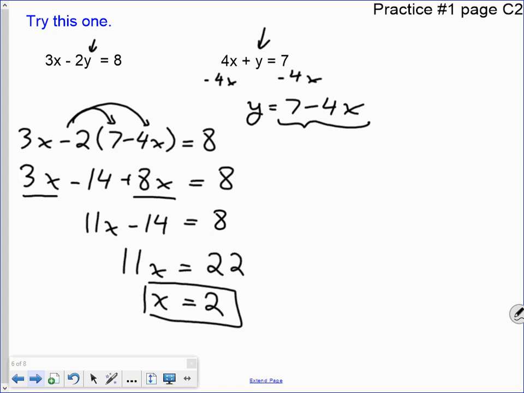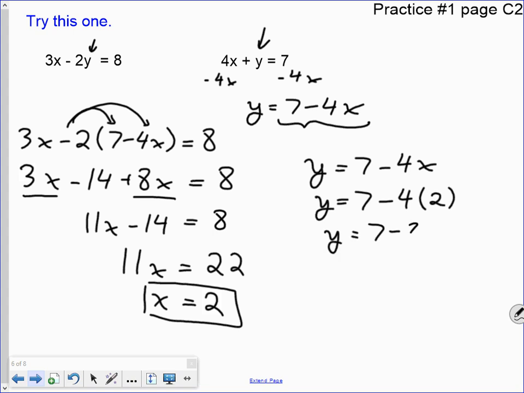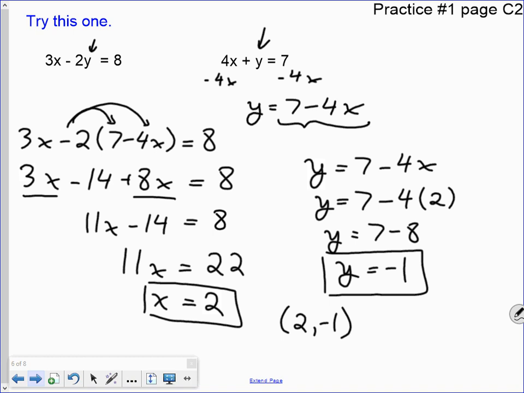We're halfway there. I'm going to take this equation over here, y equals 7 minus 4x. And I'm going to sub in my value for x, which is x is equal to 2. So y will be 7 minus 8. Y will equal negative 1. So there's my solution. X equals 2, y equals negative 1, or the point 2, negative 1. Okay? So if you can do that, you're now good to go ahead and try the practice questions on page C2 in the learning guide.